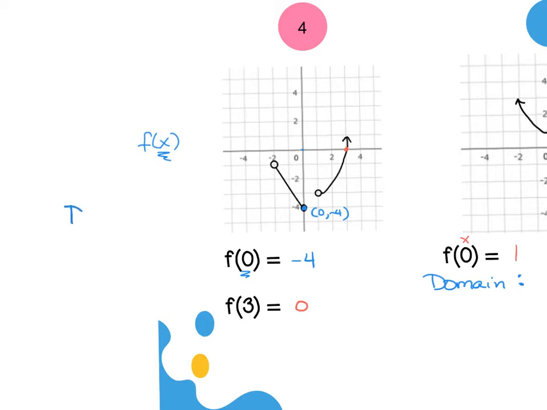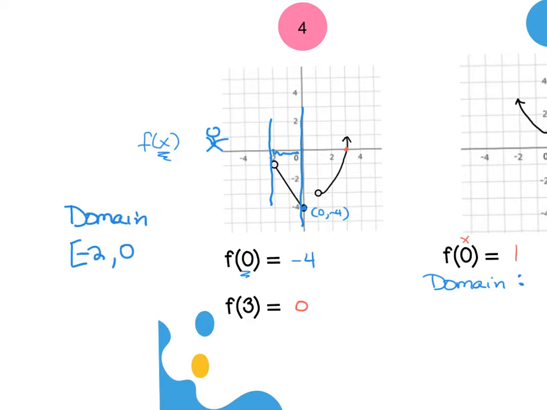So domain, again, you're walking across. The first x value I encounter is at negative 2. And then as I keep walking, I still got x values, but it stops here at 0.